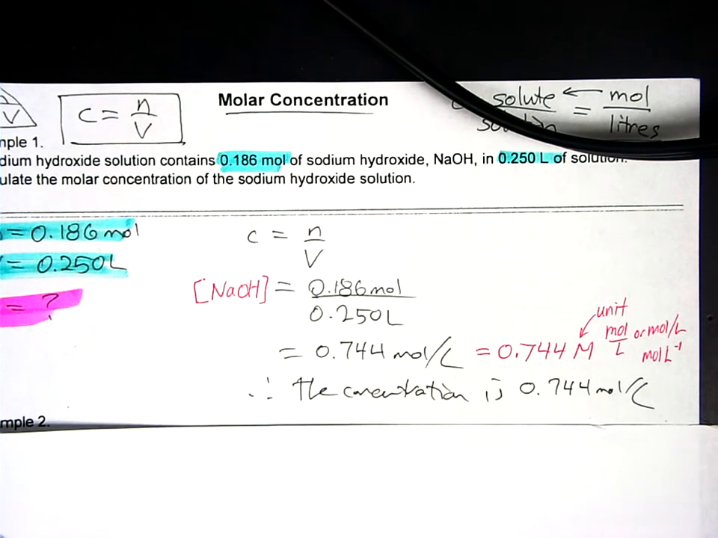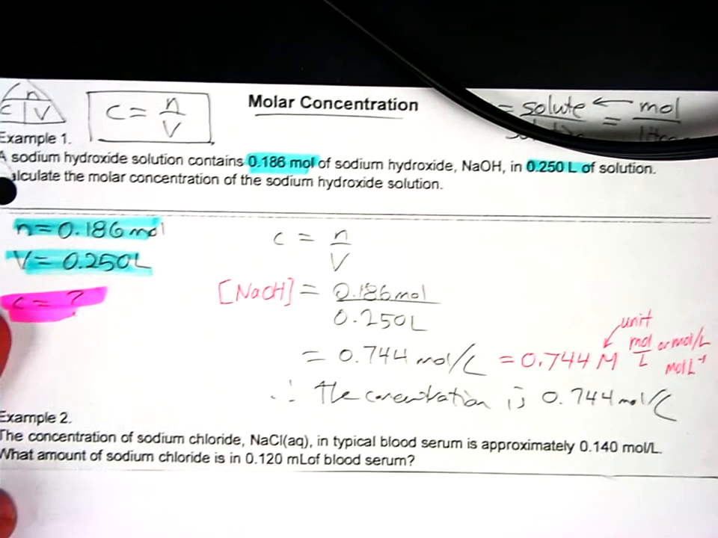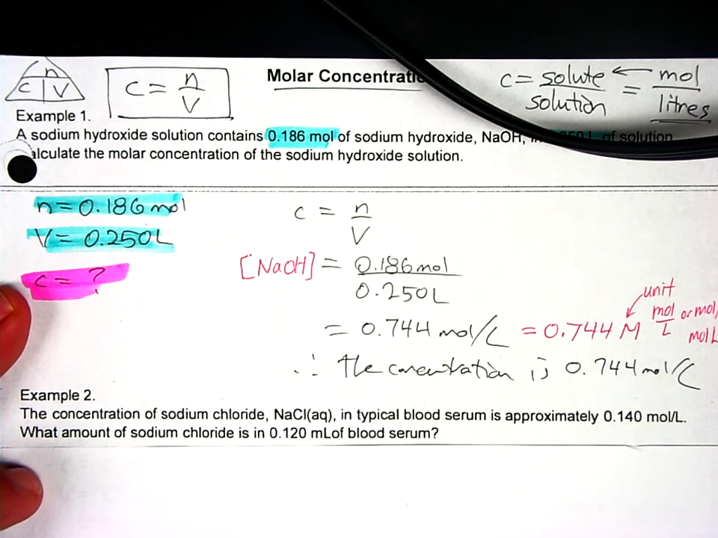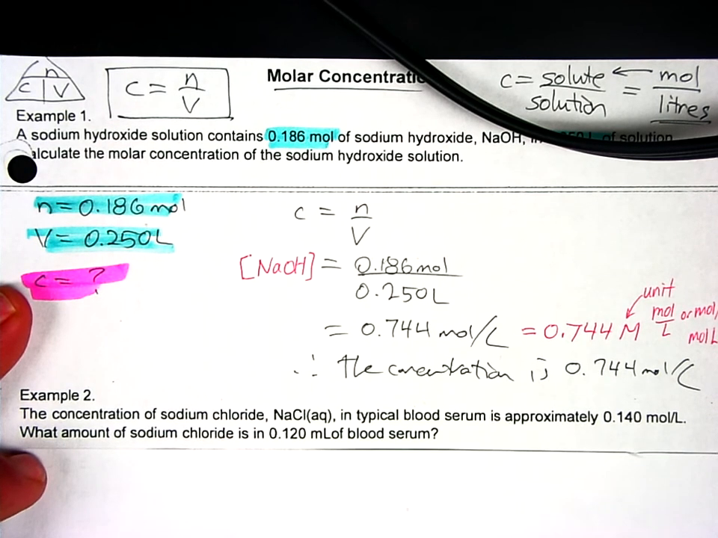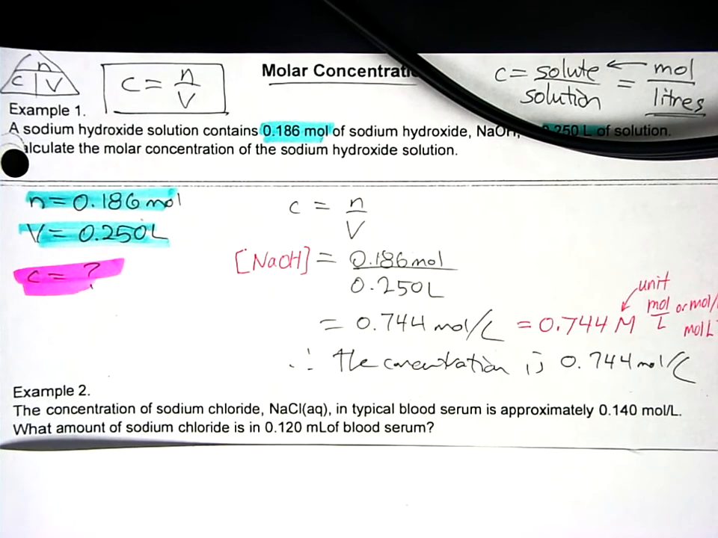All right, so let's try the next one. I'm going to get you to do this one, so I'll just start it. The concentration of sodium chloride in typical blood serum is approximately 0.140 moles per liter. What amount of sodium chloride is in 0.120 milliliters of blood serum? So this one's a little bit harder. You're going to have to use a different version of the formula, the same formula but rearranged. We're looking for amount. Remember, amount means moles. And also, we've got a volume in milliliters, so we're going to need to change that. So there are quite a few things to do. Go ahead and try that.